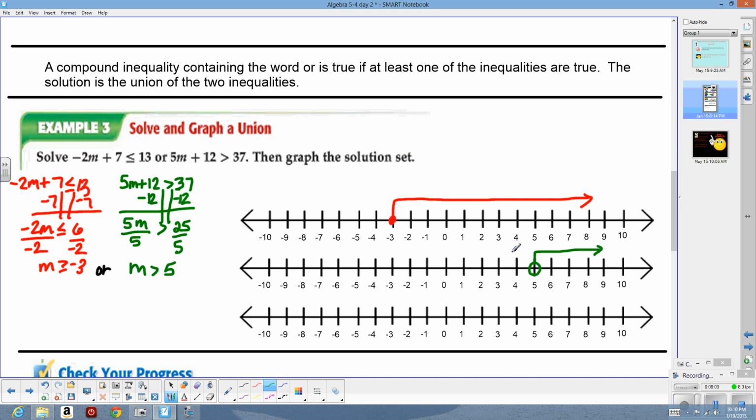Now, if we're looking for the numbers that are in this one or in this one, they don't have to be in both. So we're not just looking for the overlap, we're looking for everything. And the red graph includes all of the ones from the green graph. So our solution to this compound inequality is all the numbers m greater than or equal to -3.